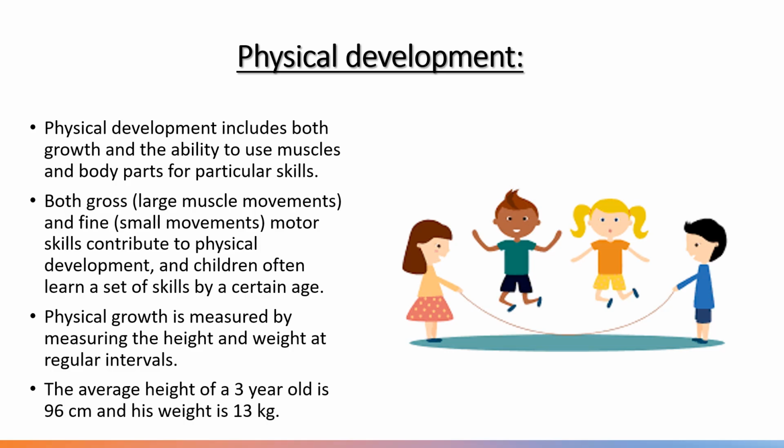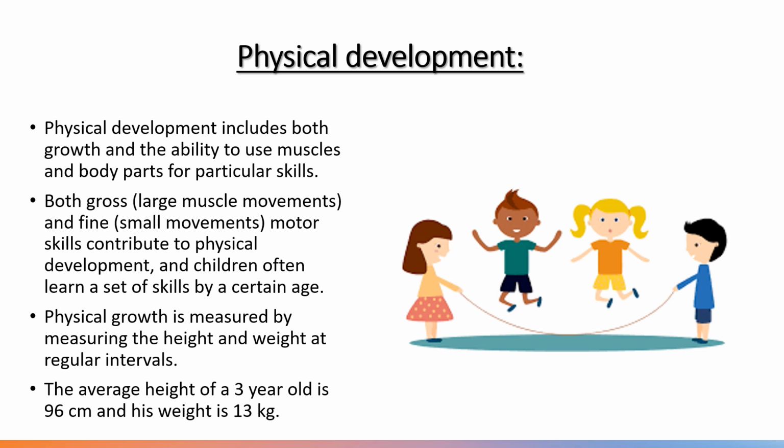Physical development is the growth and the ability to use our muscles and body parts for particular skills. For example, jumping, taking weight, or children building houses with building blocks. Everything comes under physical development, and it improves as we get older, right?